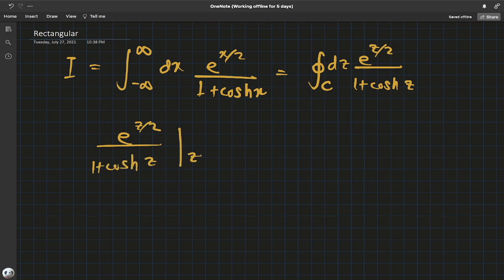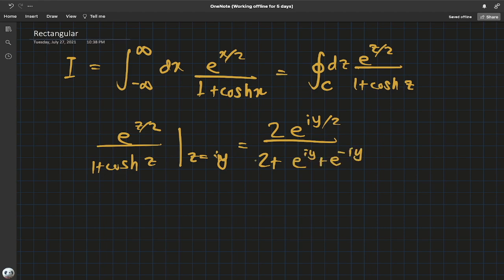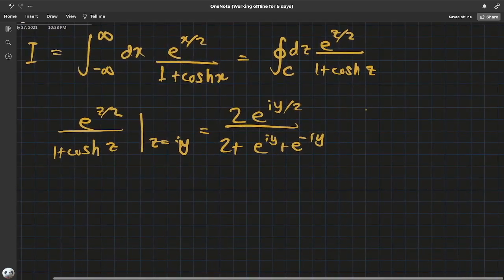What if you're on the imaginary axis? So you parameterize as z equals i times y. So you just get e to the i y over 2 divided by 2 plus e to the i y plus e to the negative i y. I also used the definition of the hyperbolic cosine, which is e to the z plus e to the negative z over 2.